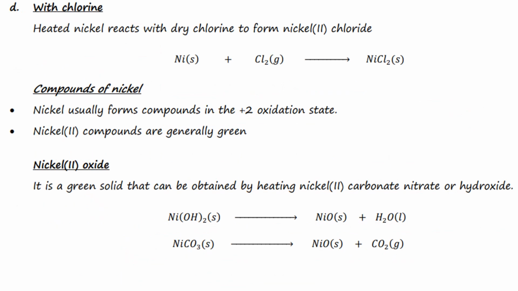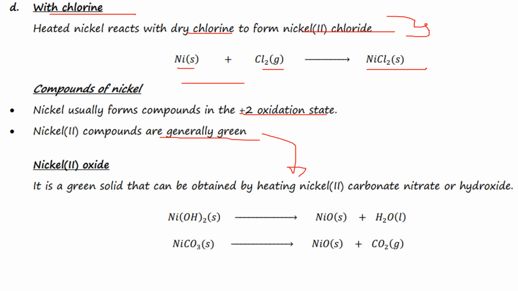And now looking at another reaction, the reaction with chlorine. Heated nickel reacts with dry chlorine gas to form nickel(II) chloride. Just like I said, the most stable oxidation state of nickel is +2. So nickel reacts with chlorine to give us nickel(II) chloride, and the same applies to hydrogen chloride gas. I didn't include that reaction, so you may fix it somewhere. Now the compounds formed by nickel: nickel usually forms compounds in the +2 oxidation state, and nickel(II) compounds are generally green throughout all its chemistry.